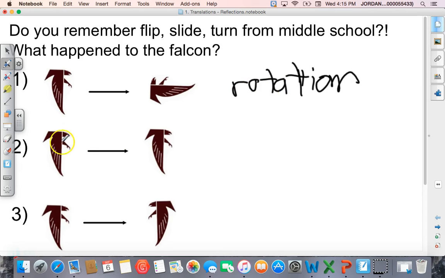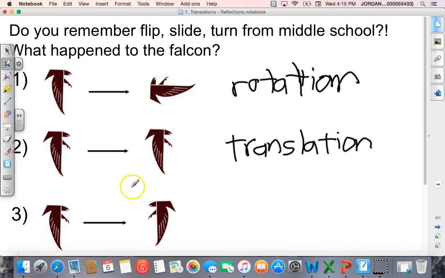All right, so then right here, this one is just a slide, right? We just slid the falcon from one spot to the next. Well, the terminology we're going to use for that in geometry is going to be a translation. Translation. Okay, and again, these are all types of transformations. We're transforming these figures in some way. This one was a rotation, this one is a translation. And then this last one, you guys would probably call it a flip, because the falcon flipped from facing one direction to the other. The new terminology we use for that is called a reflection.